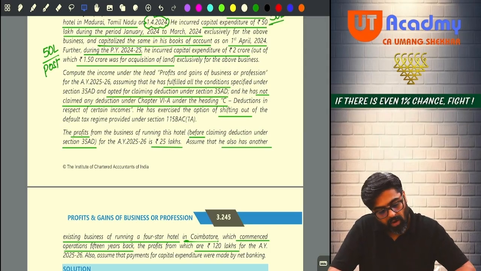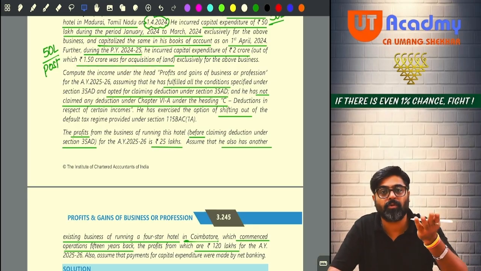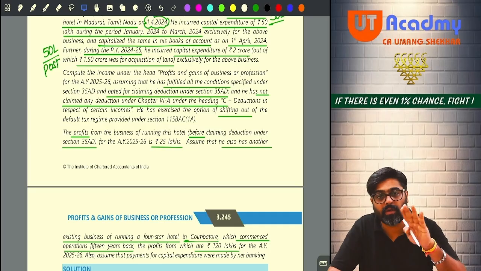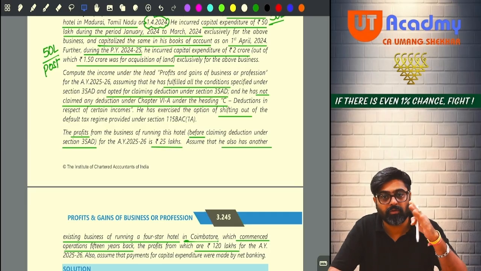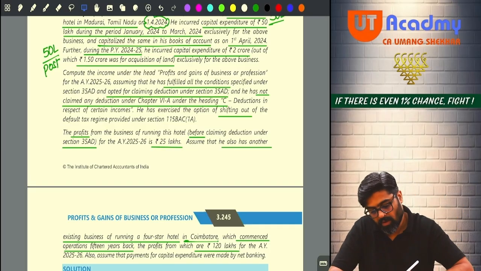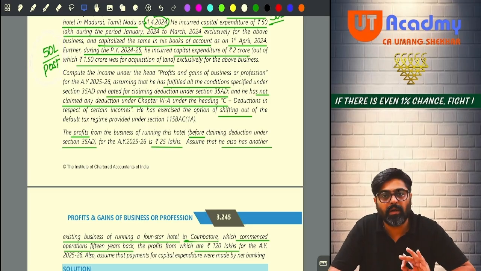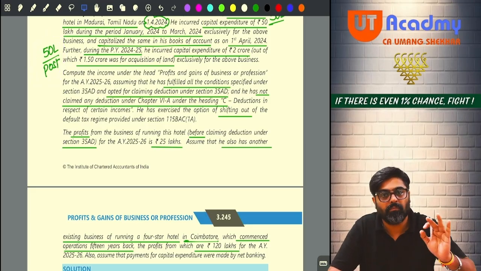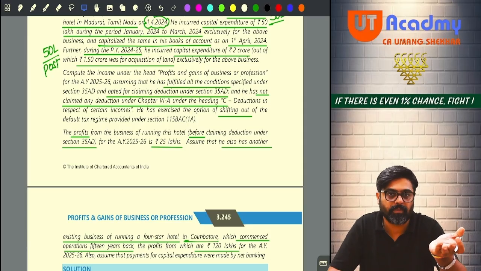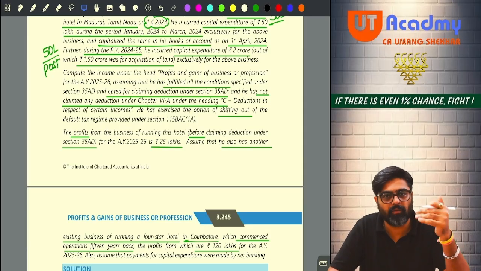Okay. Next one, and that was capitalized also in the books of accounts on 1st April 2024. Yes, it was capitalized on 1st April 24. Further, during the previous year 24-25, he incurred capital expenditure of 2 crores, out of which 1.5 crore was for acquisition of the land. See, this is the post-commencement capital expenditure which includes cost of land also. So, we will reduce that cost of land. 50 lakhs will be the cost of building post-commencement. That will be allowed in the year in which it is incurred.